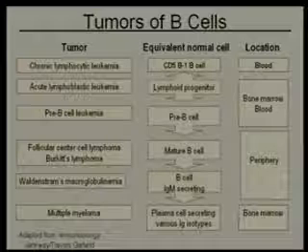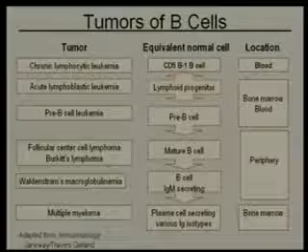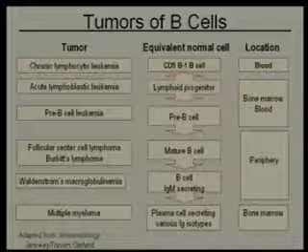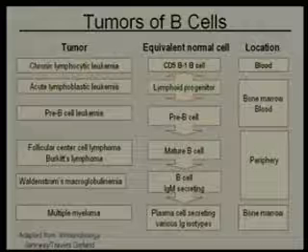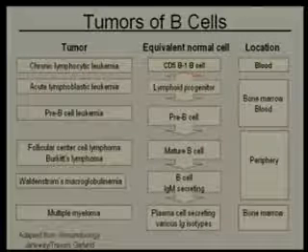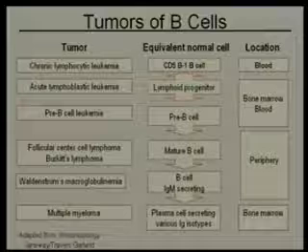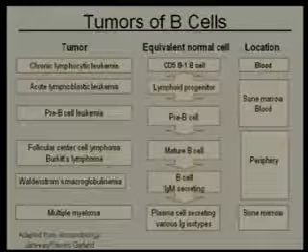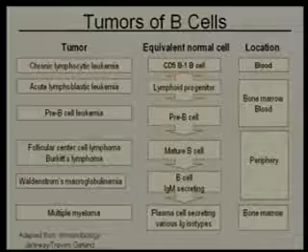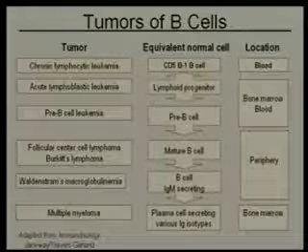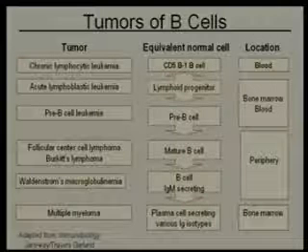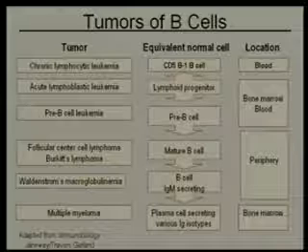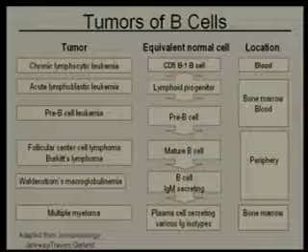If you look at the CD5 B1 cells, again, they're found in the periphery, in the blood, and typically the type of tumor developed in this is chronic lymphocytic leukemia, more of an immature type. Pre-B cells can form pre-B cell leukemia. Still, pre-B cells are typically found in the bone marrow, and that's where these tumors are found. Once you get into the mature B cells, there are a number of different tumors. One is follicular center cell lymphoma, or Burkitt's lymphoma. Again, these are found in the periphery.